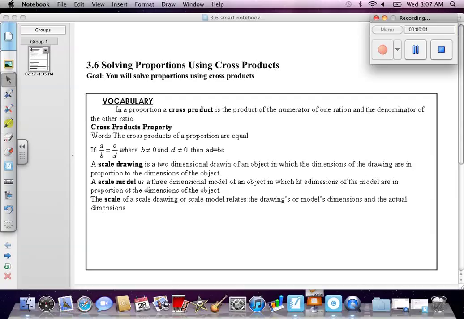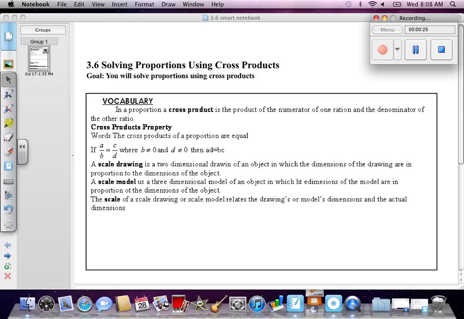All right, ladies and gentlemen, we're looking at 3.6. This is more of solving proportions using the cross product. In a proportion, a cross product is the product of the numerator of one ratio and the denominator of the other ratio. Words: the cross products of a proportion are equal. If A over B equals C over D, and B and D are not 0, then AD will equal BC.